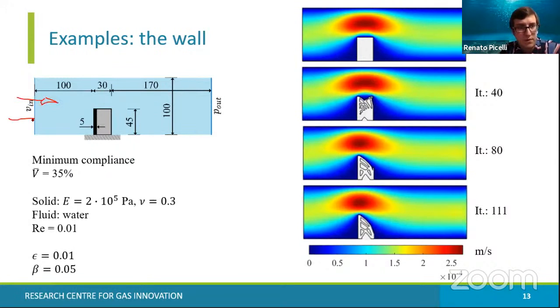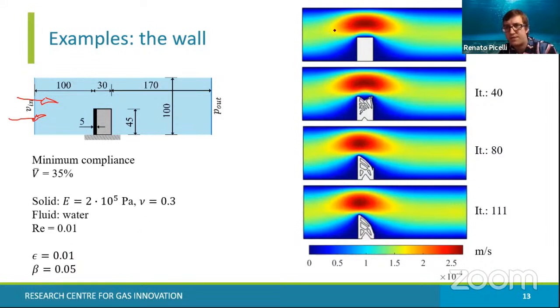We have a fluid flowing from the left to the right here. It hits the wall and deforms. Of course, we are considering small displacements here. We are minimizing compliance, subject to a volume constraint of 35% of this gray area behind the wall. The wall is non-designable. Okay, the black thick wall here is non-designable. We use water, with fictitious material properties for the solid, these two parameters.